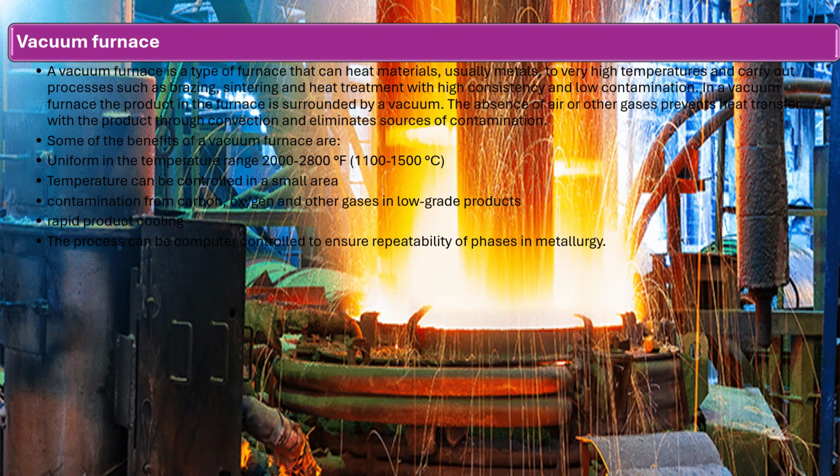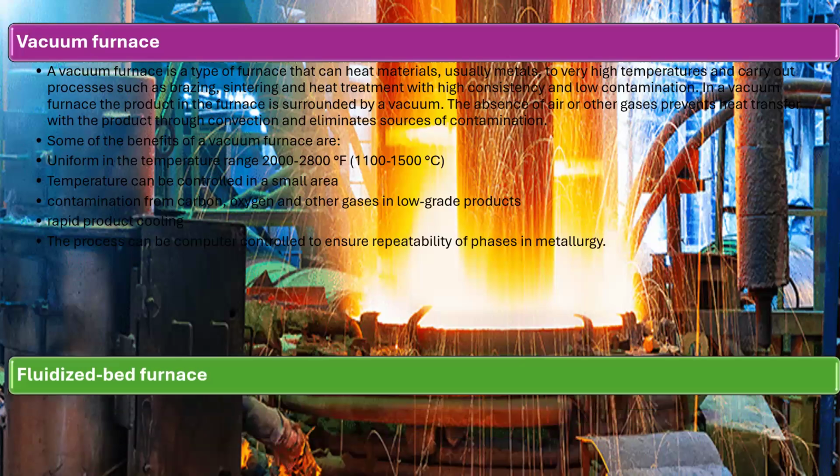Some of the benefits of a vacuum furnace are a uniform temperature range of 2000 until 2800 degrees Fahrenheit, 1100 until 1500 degrees Celsius, and temperatures can be controlled in a small area, with low contamination from carbon, oxygen, and other gases in a low gas product. Rapid product cooling. The process can be computer controlled to ensure repeatability of the process in metallurgy.